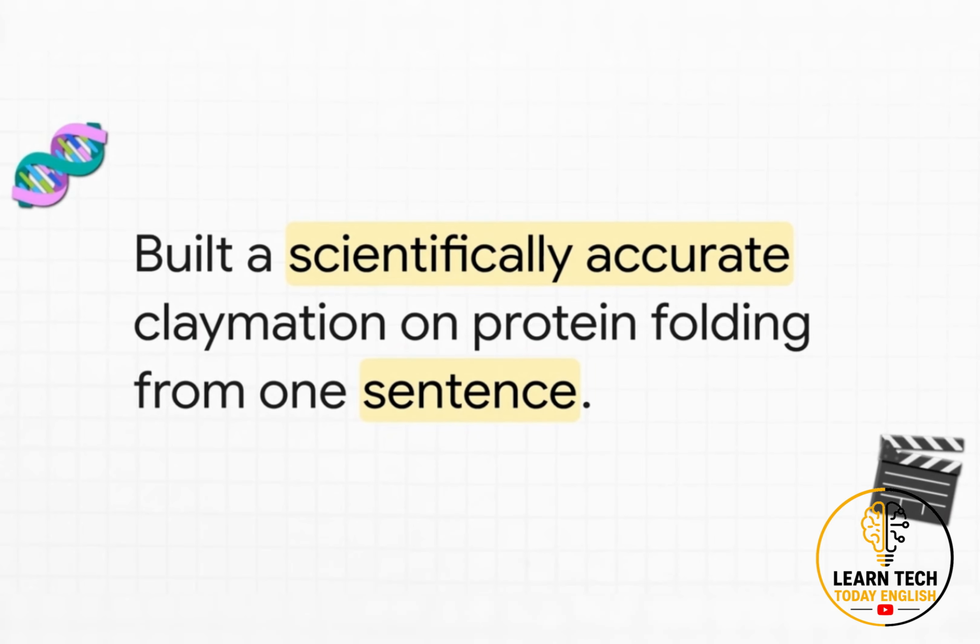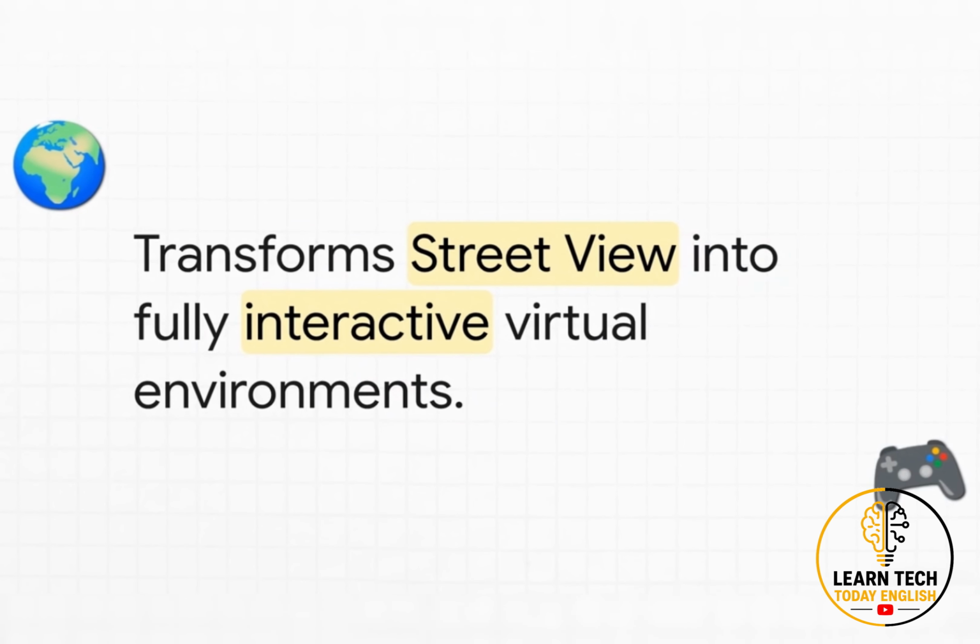There was no script uploaded, no research papers attached, nothing. It pulled entirely from Gemini's built-in real-world knowledge to simulate this complex biological reality. DeepMind's Project Genie takes this reality simulation even further. This model plugs directly into actual Google Street View imagery and lets you reimagine physical spaces as interactive virtual environments.